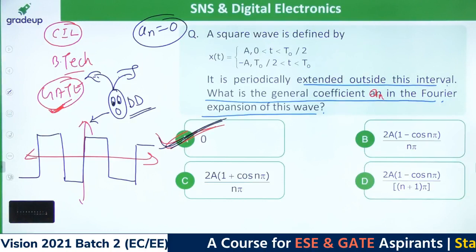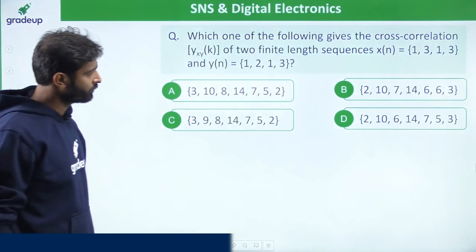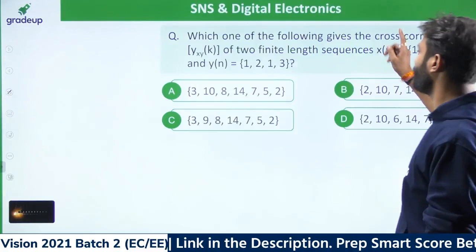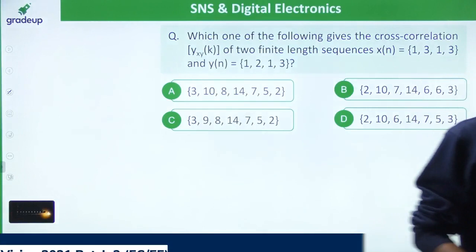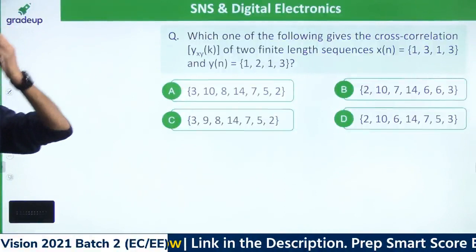Now we are moving on to the next question. Everybody just give me the answer for this question. Which one of the following gives the cross correlation of two finite length sequences x given and y given? We have to find the cross correlation between these functions. First, you should remember what the cross correlation function is.